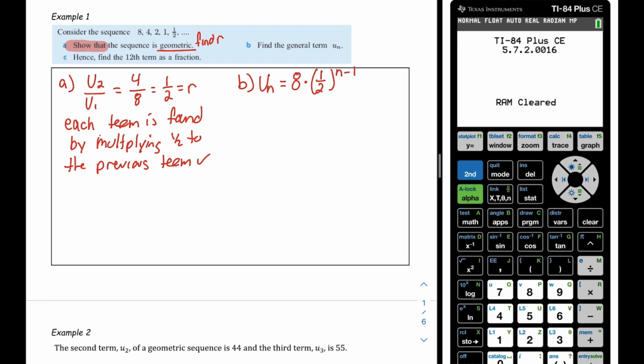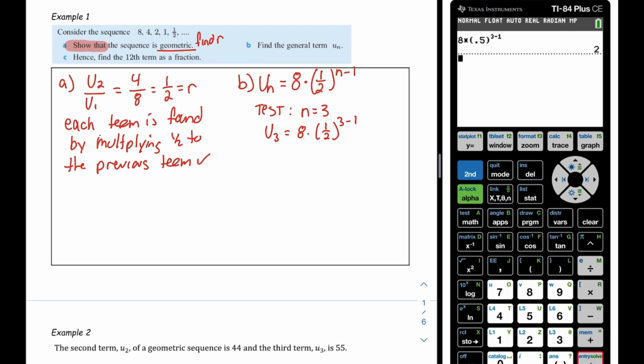And you can always test to make sure that you have the correct equation. If I test and I put, let's say, n is equal to 3. n is equal to 3 is my third term in the sequence. So my third term in the sequence should be equal to 2. So let's check if I did this correctly. U3 would be equal to 8 times 1/2 to the power 3 minus 1. So in our calculators, we can ask our calculator for 8 times 1/2 to the power of 3 minus 1. And in fact, we do get 2. So we did that correctly.